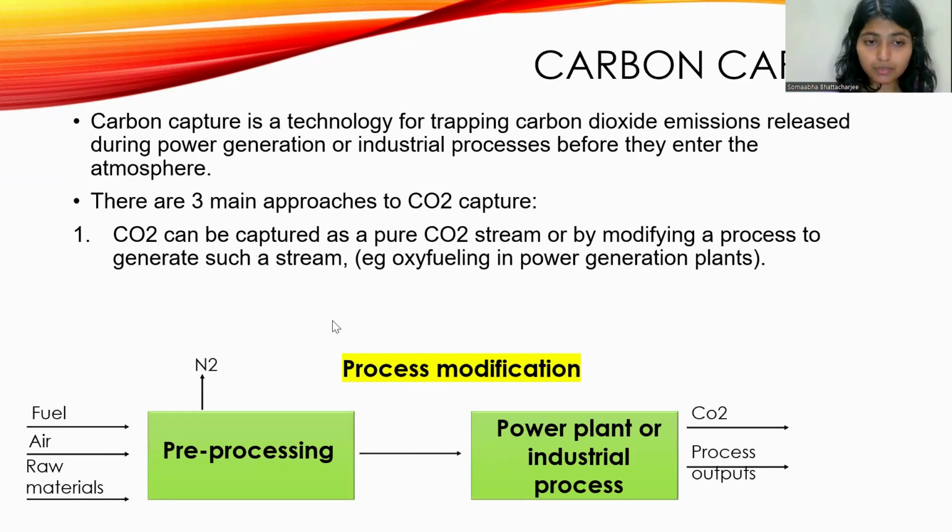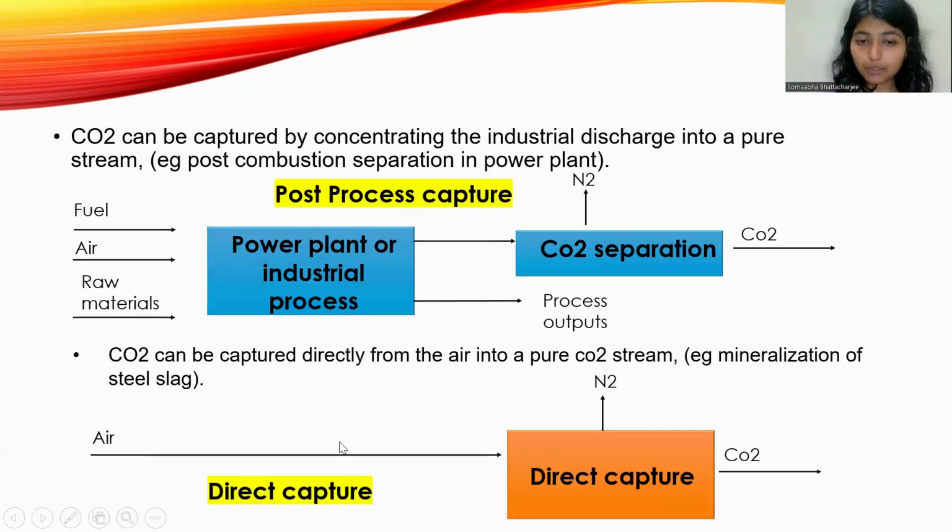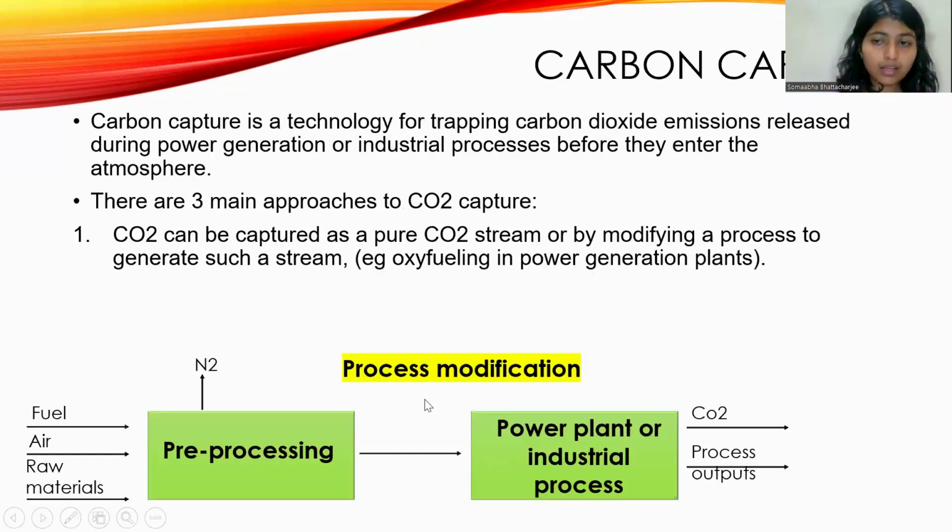The first involves process modification, the second includes post-process capture, and the third is direct capture. Now talking about process modification. In this, carbon dioxide can be captured as a pure carbon dioxide stream, or we can modify a process to generate such a pure carbon dioxide stream. This process modification is used in oxy-fueling in power generation plants.